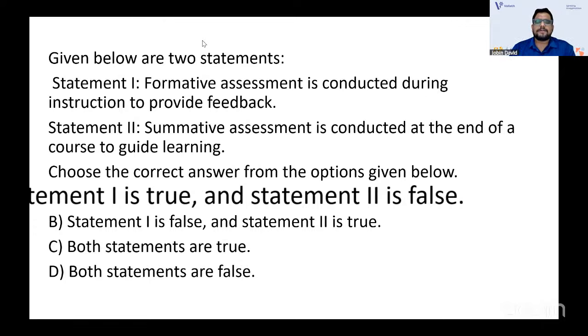See, there is a keyword: to guide learning. It is not to guide. It is to tell that this person has the skill. It is to certify, not to guide learning. The first statement is true: formative assessment is conducted during instruction to provide feedback. That's correct. But the second statement is completely not correct. That is false. Okay, that's why I told you to read in between the statements. I think my explanation is clear with you. Okay, next one.